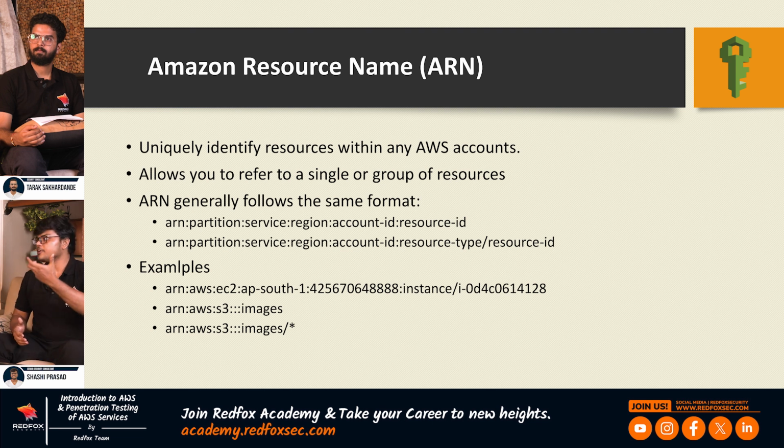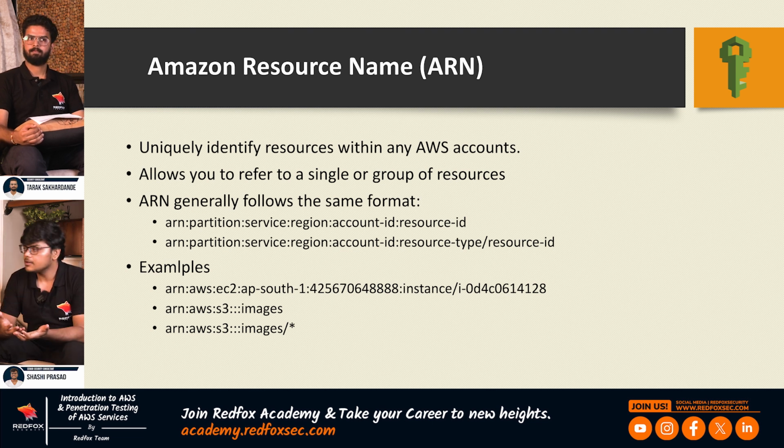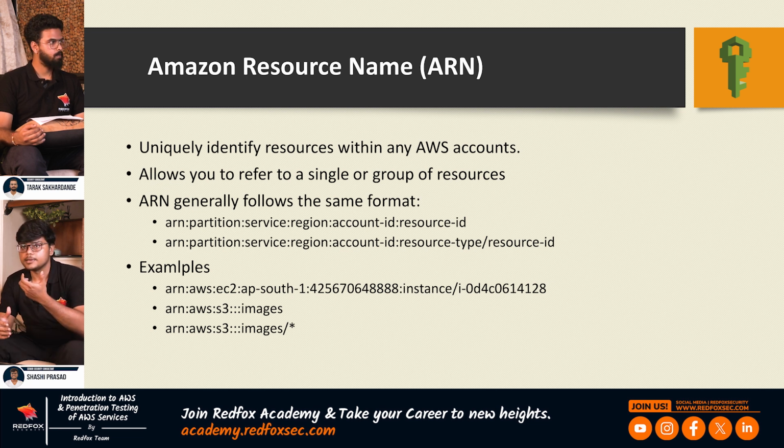Then this is the format of ARN. First we have ARN, then we have the partition name. Partition name is generally AWS, unless you are operating in China. For China, it is AWS-CHN. But most of the time you will see AWS as the partition.